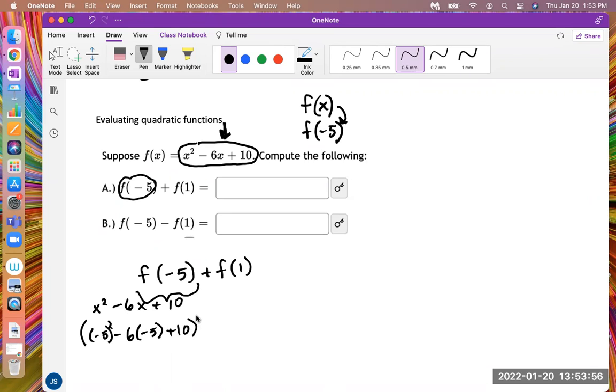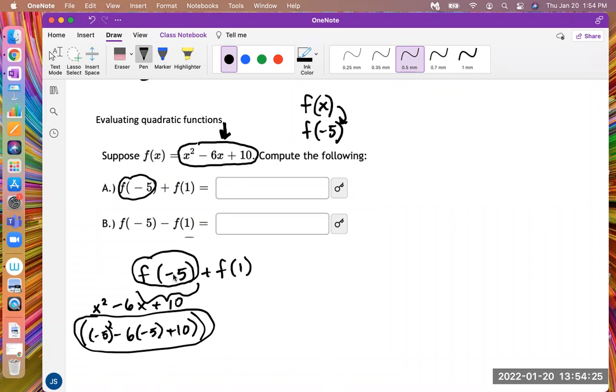Okay, so this became this, right? Because that's literally what is written here: the function x squared minus 6x plus 10, evaluated, or substituted, with -5 for the x. That's what they were asking for there.